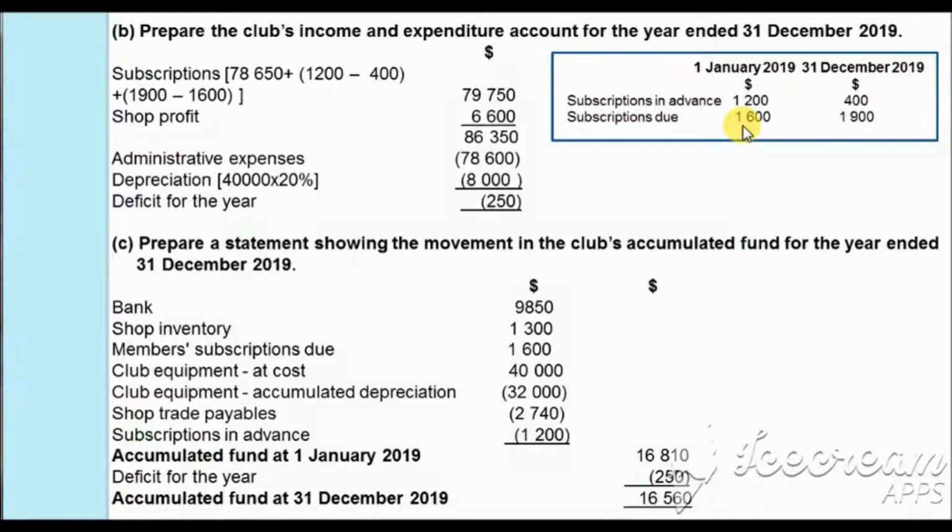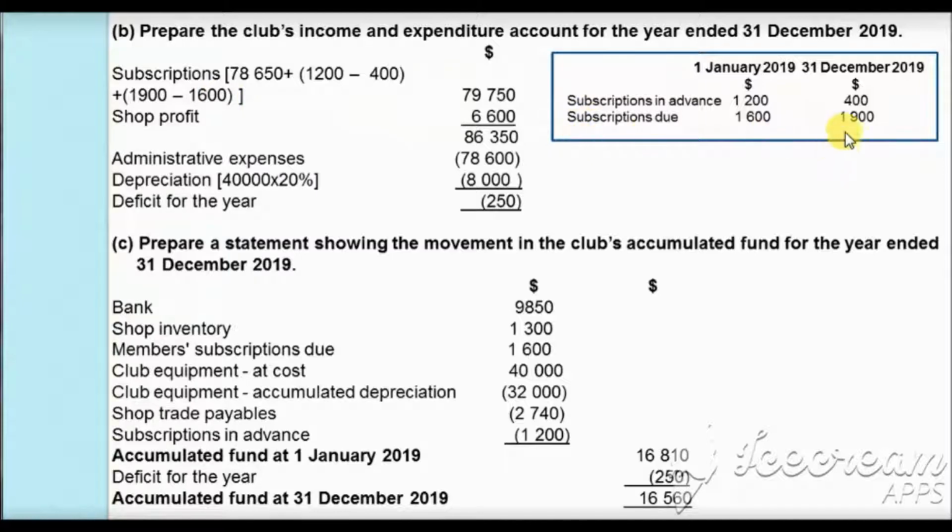It was due at the last day of the previous financial year. So for which period will it be due? It will be due for the period of 2018 and not for the period of 2019, for which we are making the income and expenditure account.